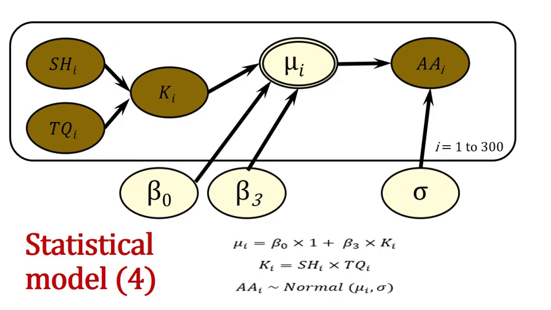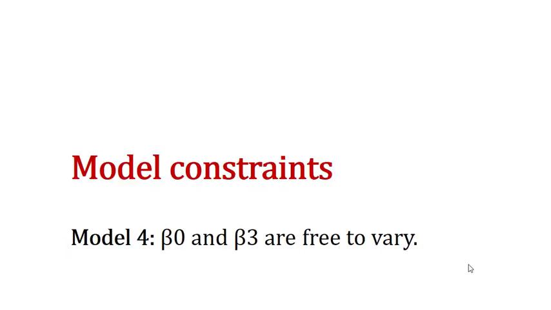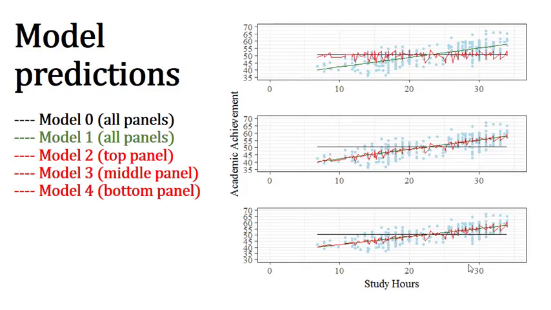Okay, so basically the second part of the model is exactly the same as before. The scores of academic achievement come from normal distributions, with mu as the mean and sigma as standard deviation. Okay, so basically this model only takes into account the variable knowledge and not the other variables. And the constraint is that beta 0 and beta 3 are free to vary. Beta 1 and beta 2 are not even presented in the model.